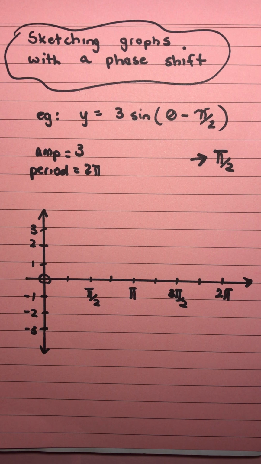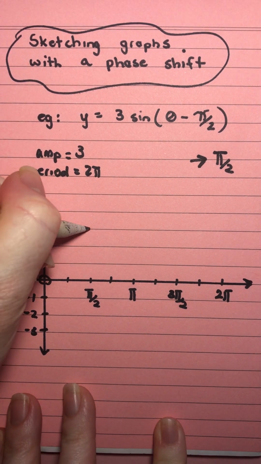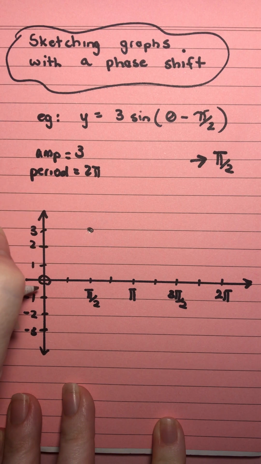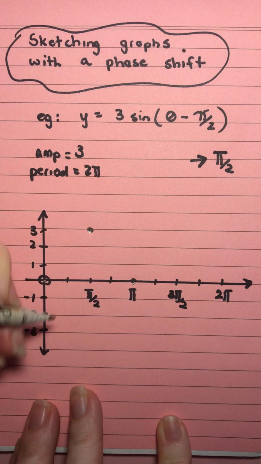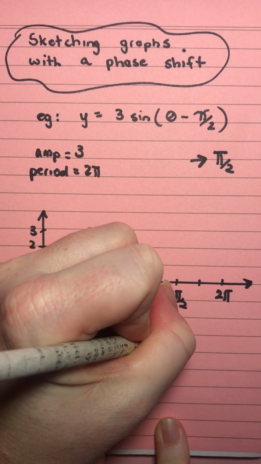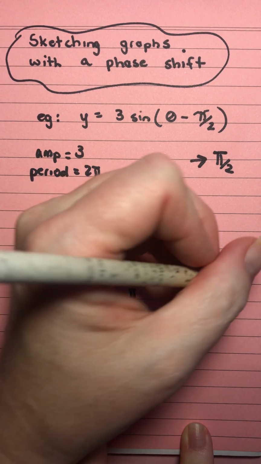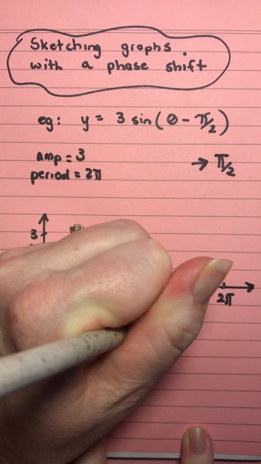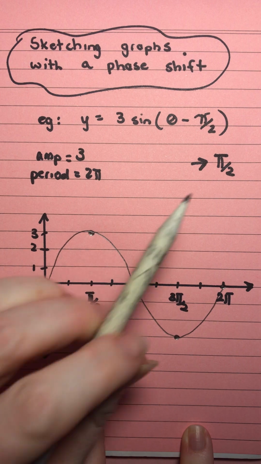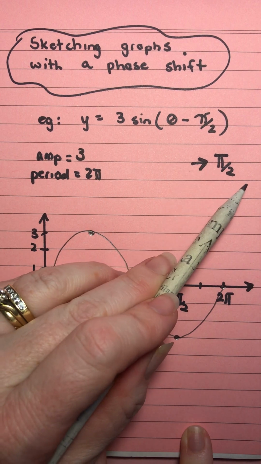So my original graph is going to be my sine curve, and my feature points are the 0, 0, the peak at the top here, crossing through at pi, my trough here, my minimum value, and then coming back to the start here. So this is my base shape, and then I need to move each of those points forward pi on 2.